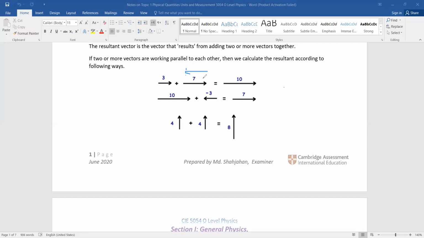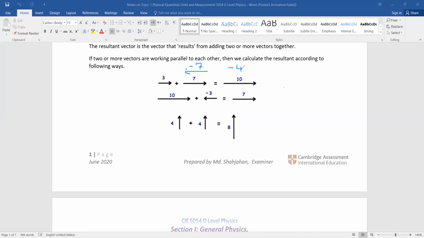I'm talking about this one. Oh, this one will be -7. Great. Then what will be the resultant? The resultant will be -4. Okay, good. This way, right? We are doing this one very simple.